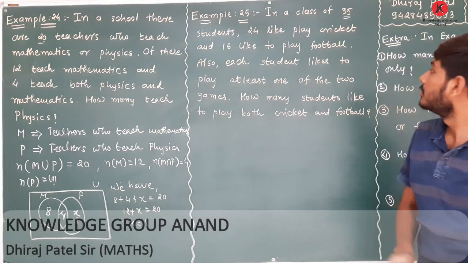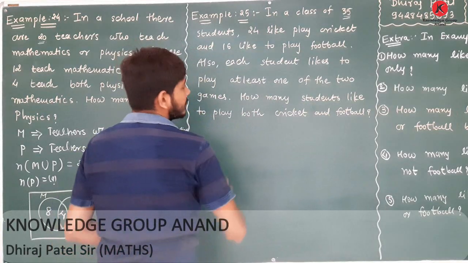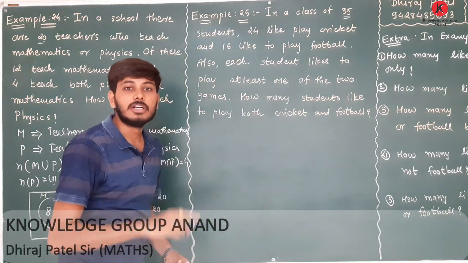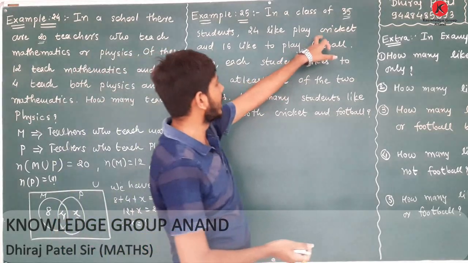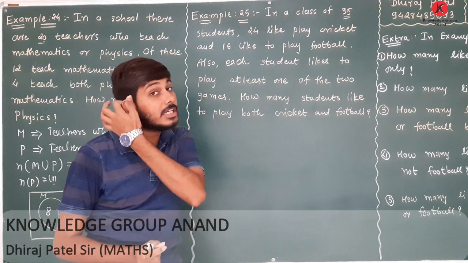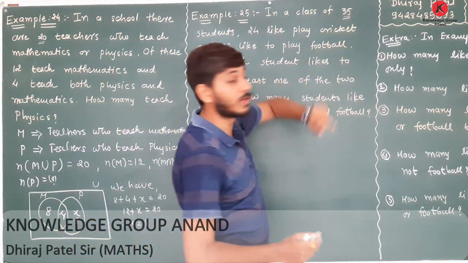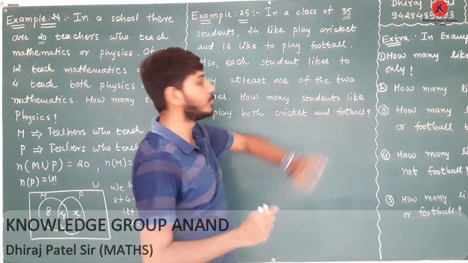That means these 35 students of the class represent the union of two sets. If I am assuming cricket as C and football as F, therefore number of C union F equals 35, not number of U equals 35. Clear? So this statement is important.